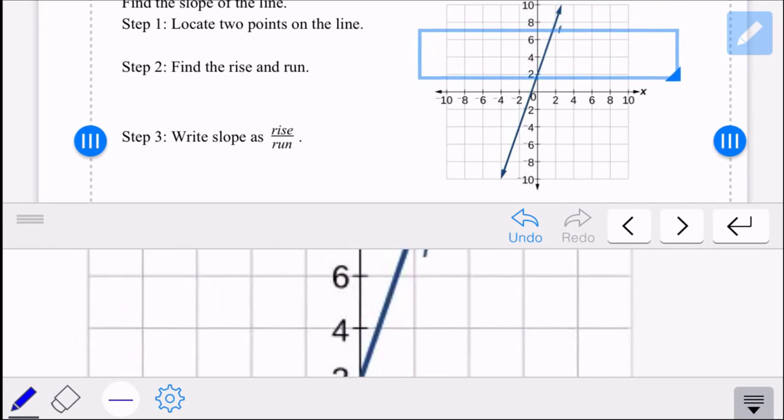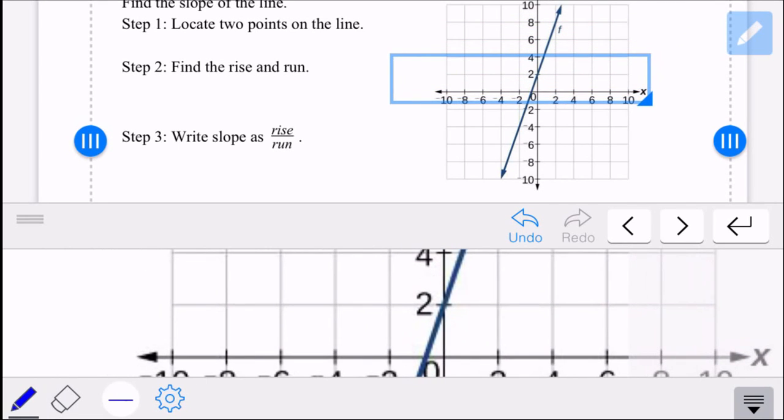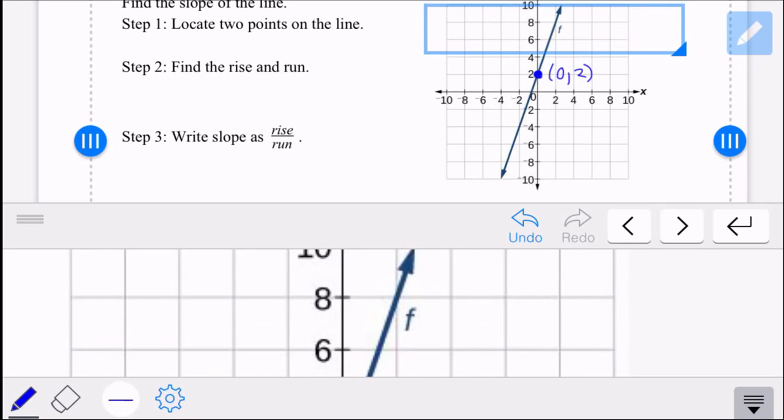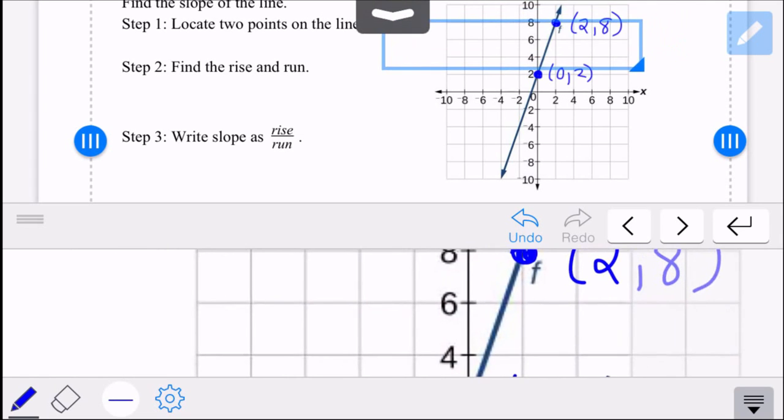So let's look at this one here. Looking on here, we want to find 2 easy points. Here's one. That crosses right there at 2. So what's that point? That's 0, 2. Okay, and then look for another one that crosses. Oh, here's one. And that is at 2, 8. Okay, so let's look at those.